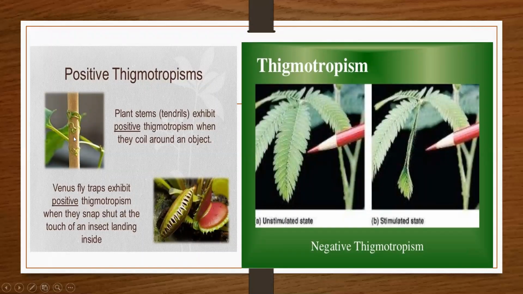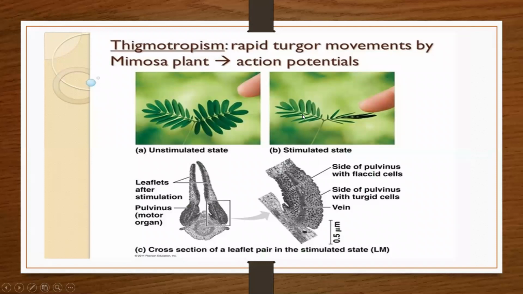Positive tropism is seen around the tendrils. Positive tropism is also seen when the Venus flytrap snaps shut the moment an insect touches it. Negative tropism is seen with touch: in the unstimulated state, the leaves are open, whereas the moment you touch, the leaves fold. In the mimosa plant, once again in the unstimulated state, the leaves are standing open. The moment it is touched by a finger, the cells become flaccid and the leaves close. That means it is a negative thigmotropism.